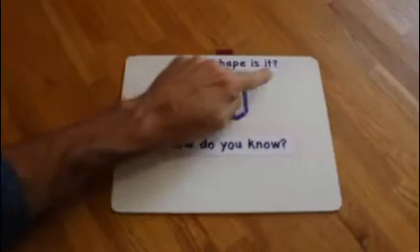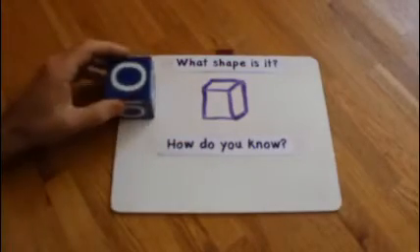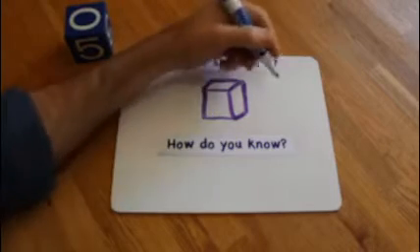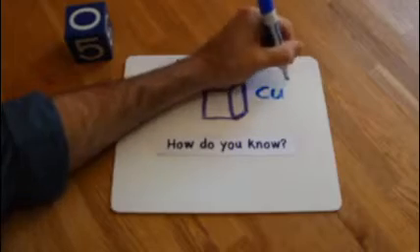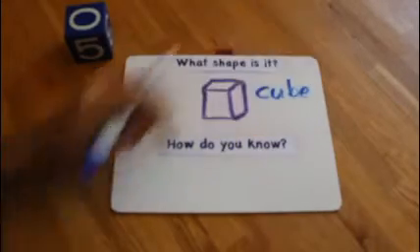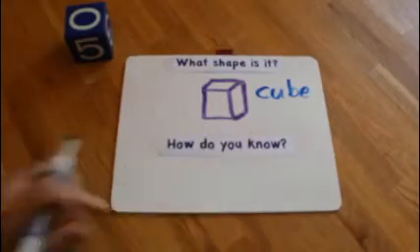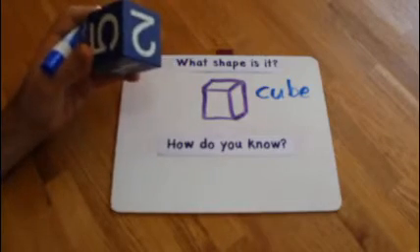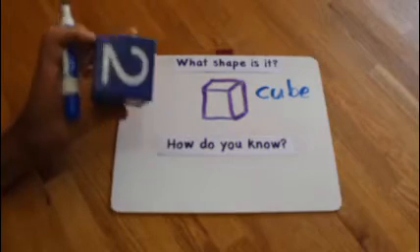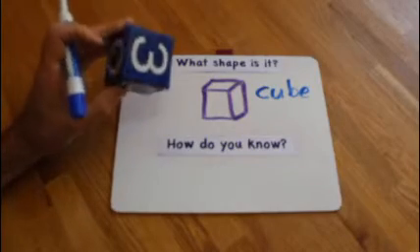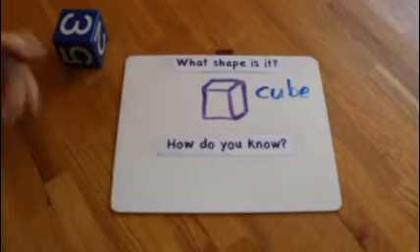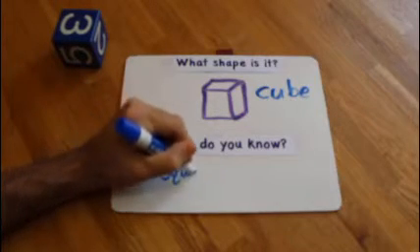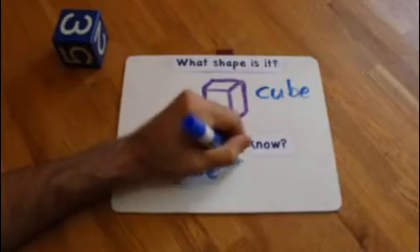What shape is it? Here's a real one. It's a cube. Cube. How do you know? So remember, we talked about the faces. What's special about the faces? They're all squares. How many are there? 6. 6 square faces.